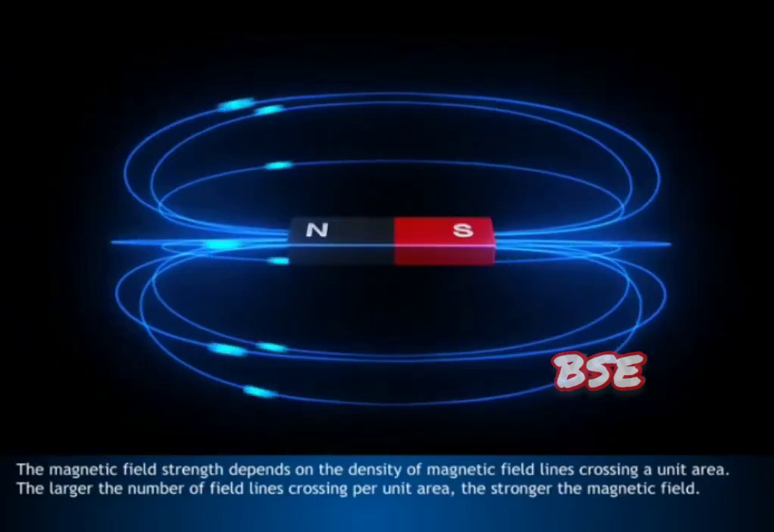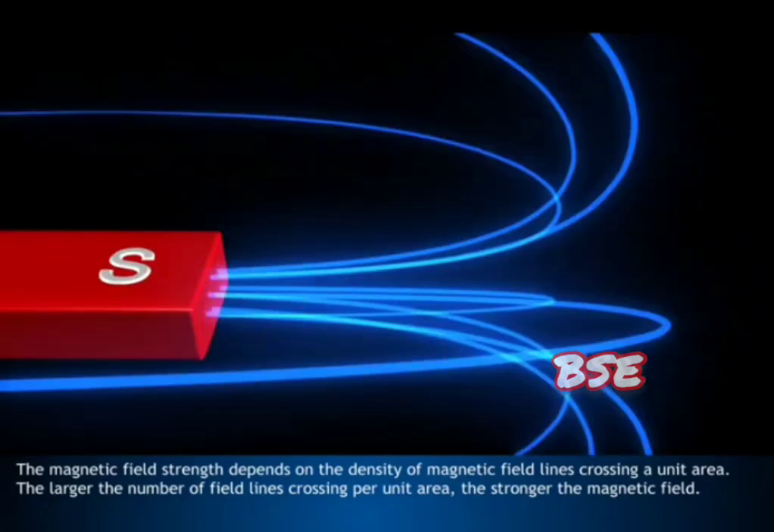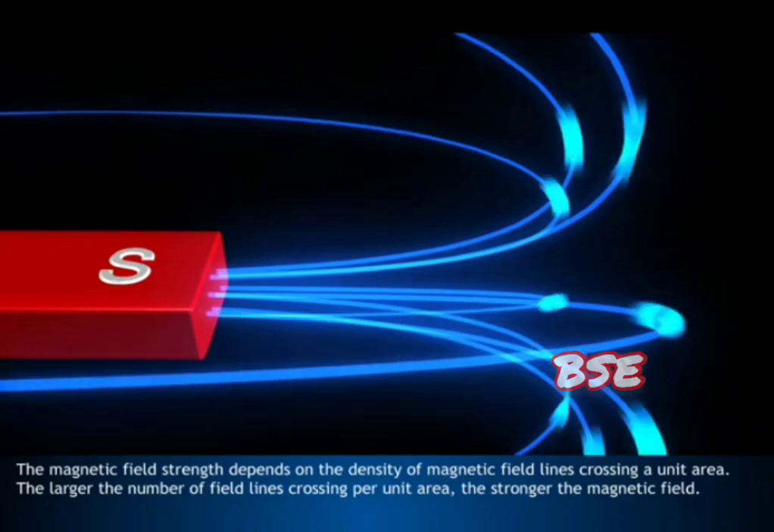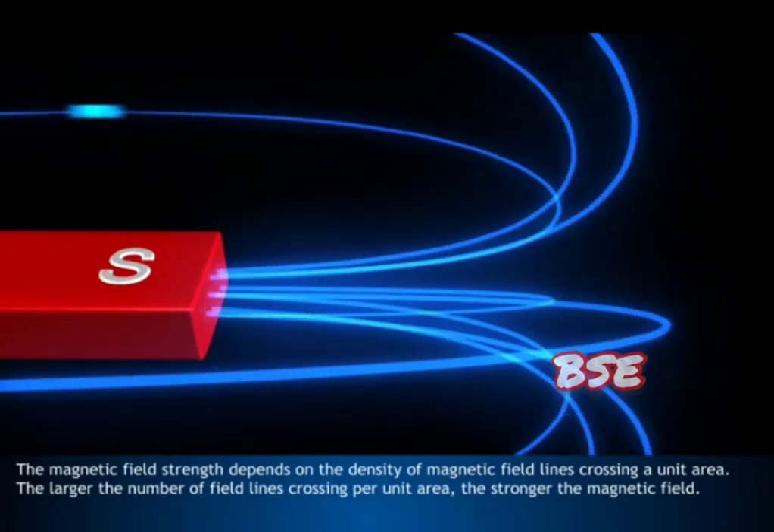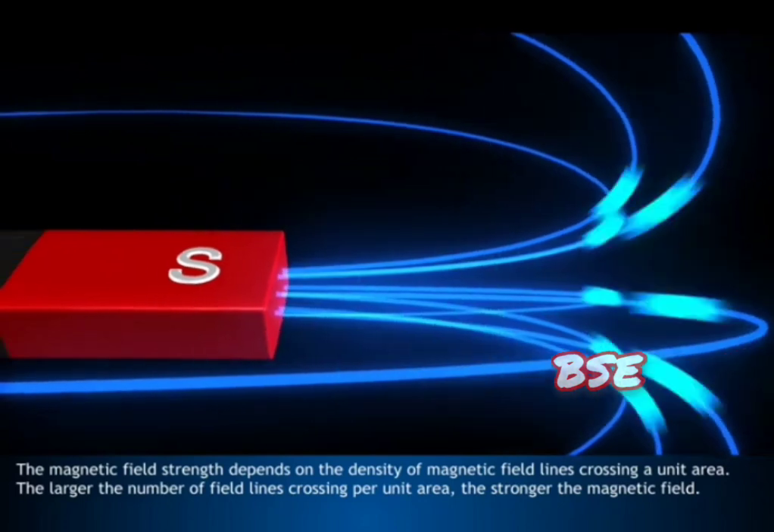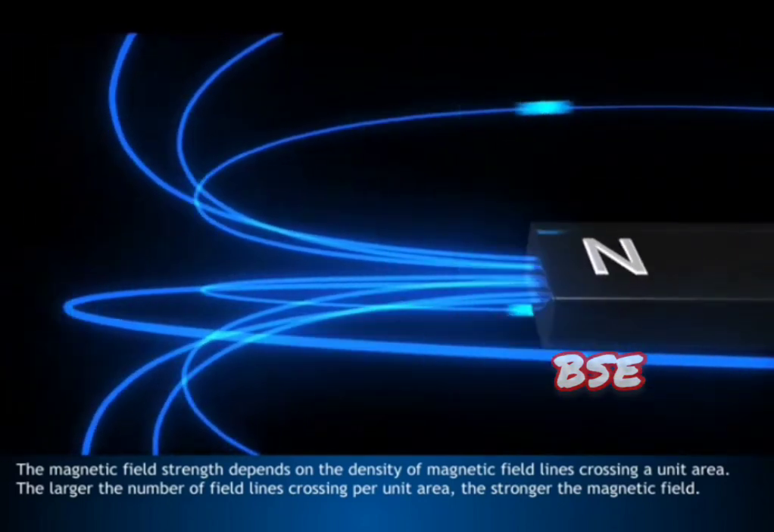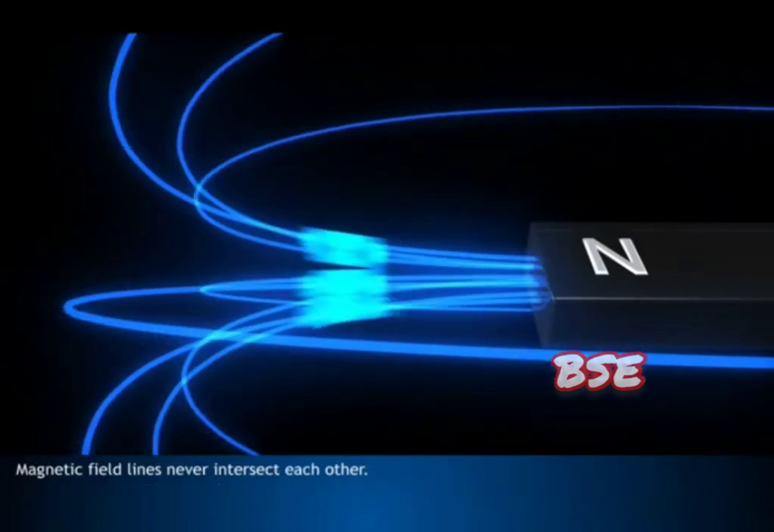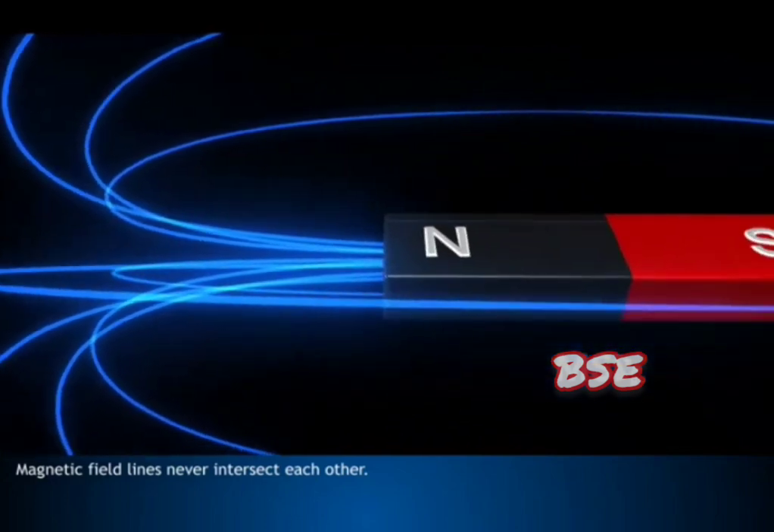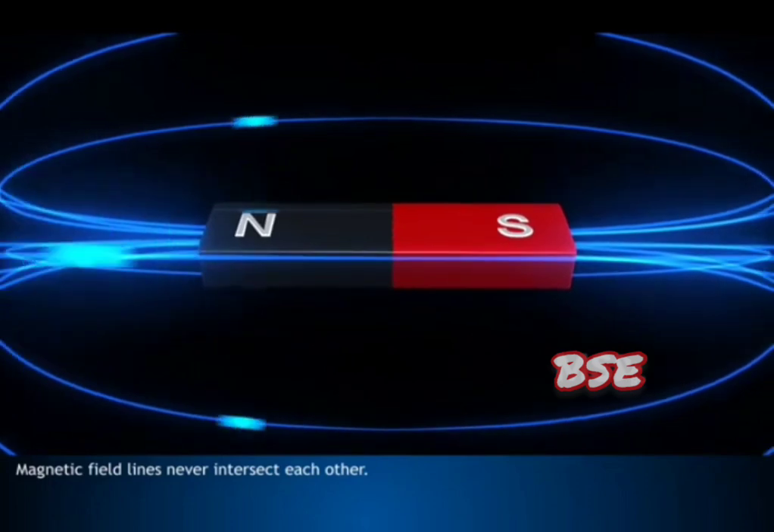Magnetic field lines are an indicator of the strength of a magnetic field. Stronger magnetic fields are characterized by a greater number of field lines than weaker magnets. Magnetic field lines are also denser in strong magnets when compared to weak magnets. Another unique property of magnetic field lines is that they never intersect each other. No matter how dense the field lines are, they never cross each other.